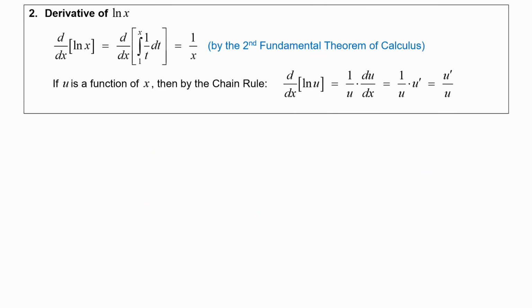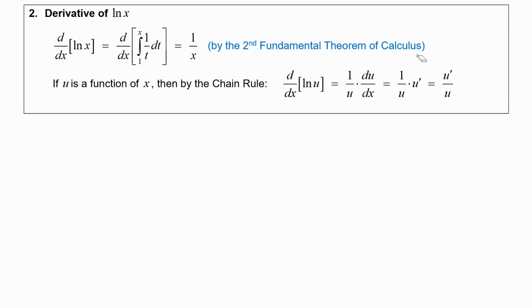Now we can discuss the derivative of natural log of x. When we take the derivative with respect to x of the natural log of x, that means we are taking the derivative with respect to x of the integral from 1 to x of 1 over t dt. And we know that that's going to equal 1 over x by the second fundamental theorem of calculus.